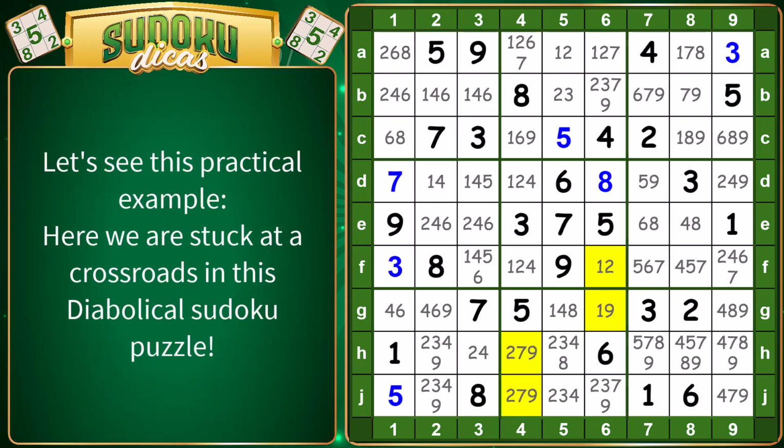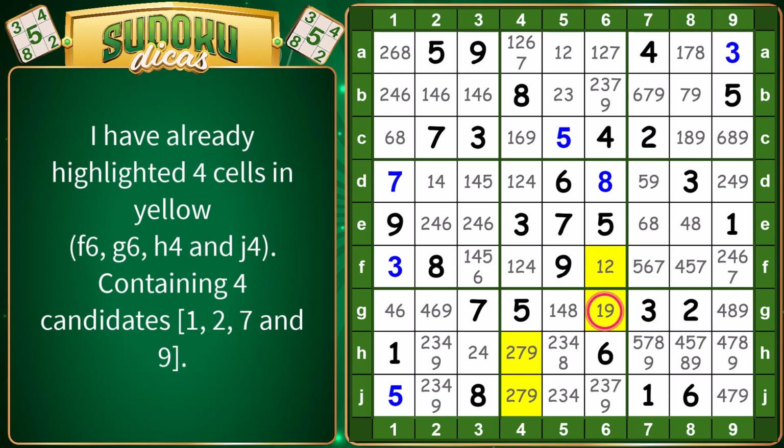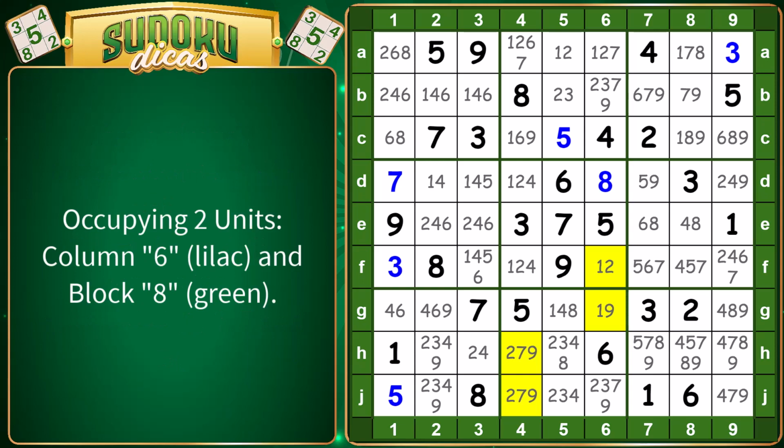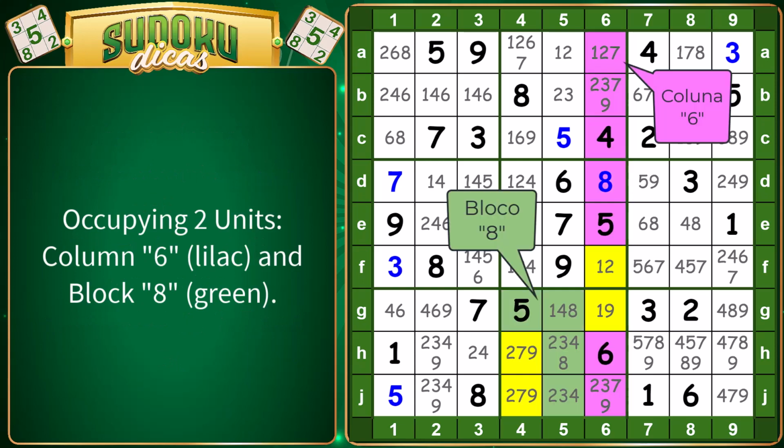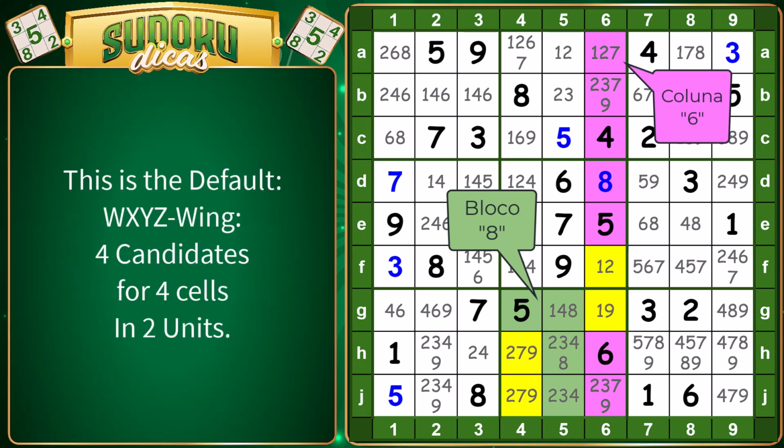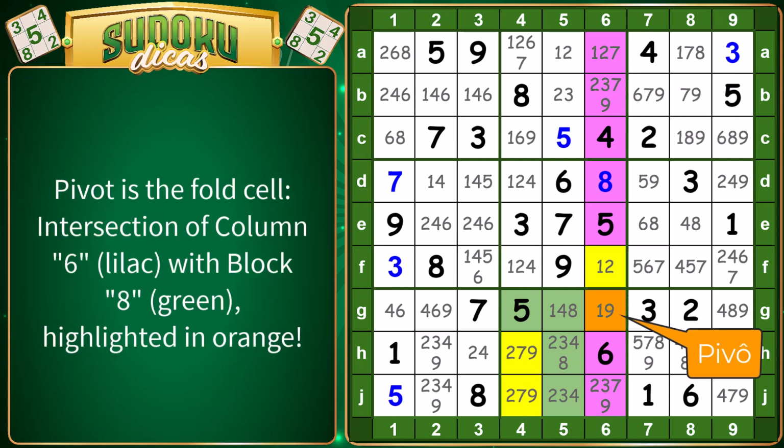Let's see this practical example. Here we are stuck at a crossroads in this diabolical Sudoku puzzle. I have already highlighted 4 cells in yellow, F6, G6, H4 and J4, containing 4 candidates, 1, 2, 7 and 9, occupying 2 units. Column 6, lilac, and block 8, green. This is the default WXYZ-Wing, 4 candidates for 4 cells in 2 units. Pivot is the fold cell, intersection of column 6, lilac, with block 8, green.